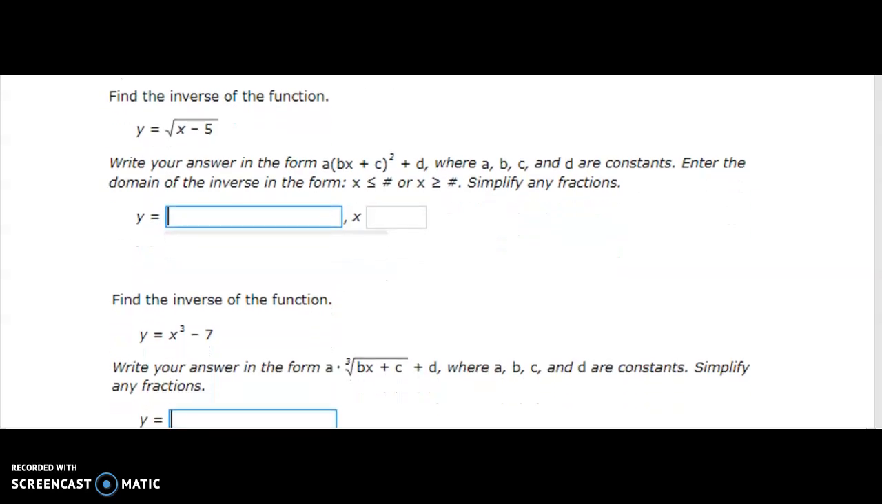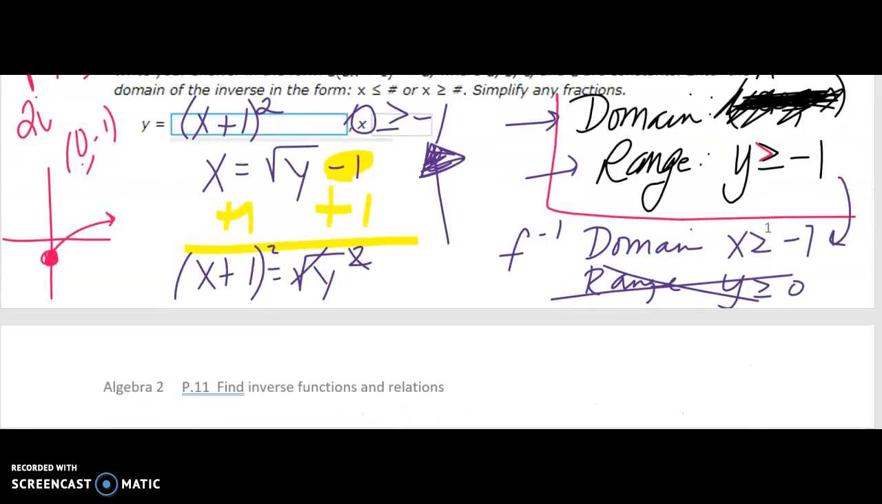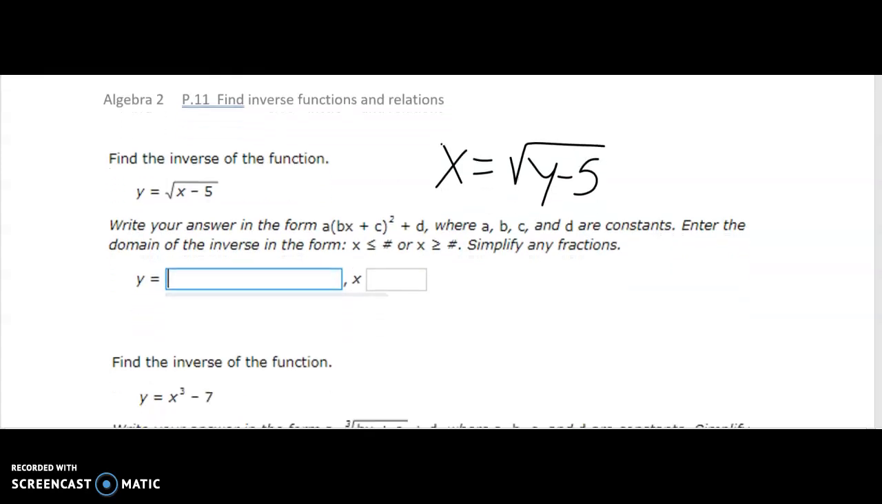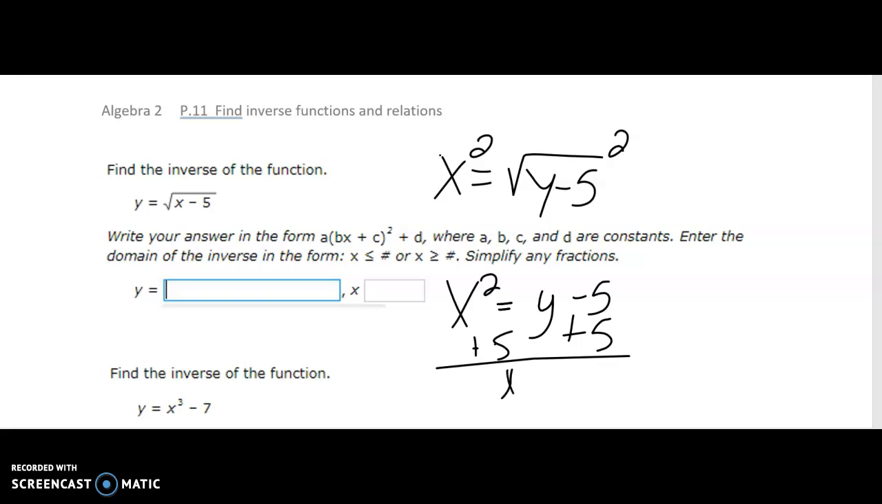Okay, let's find the inverse first. So x equals the square root of y minus 5. Now on that last one, the first thing I did is I added 1. The reason I added 1 is because -1 was on the outside of the square root. On this one, -5 is on the inside of the square root. So the first thing we're going to do on this one is square both sides. So x squared equals y minus 5. Solve for y. So x squared plus 5 equals y.